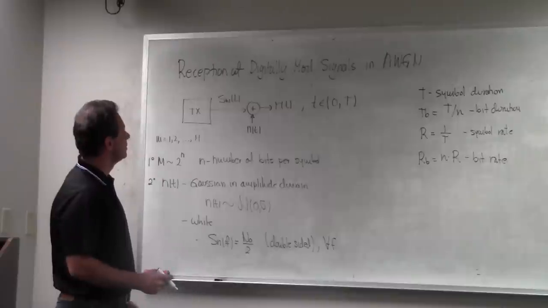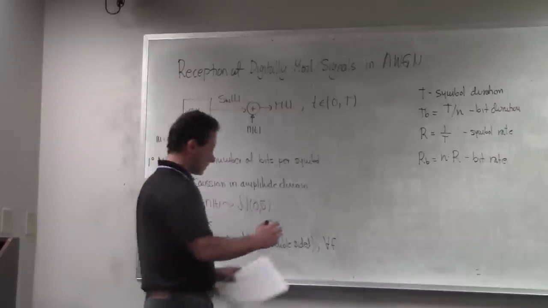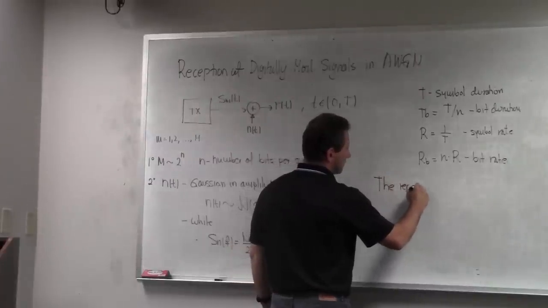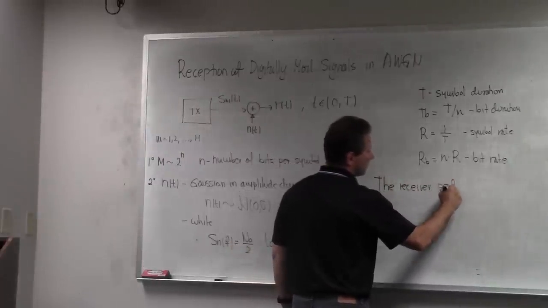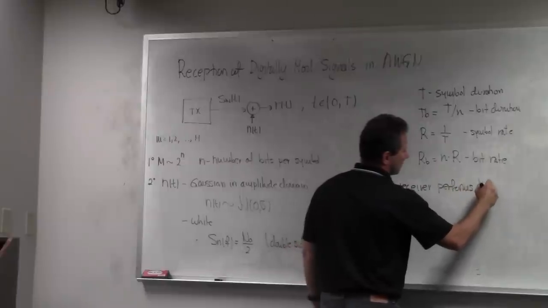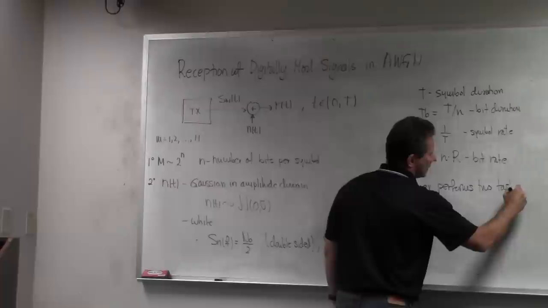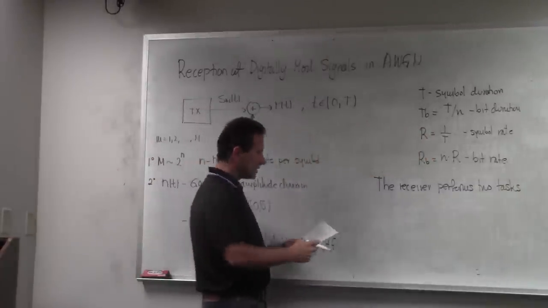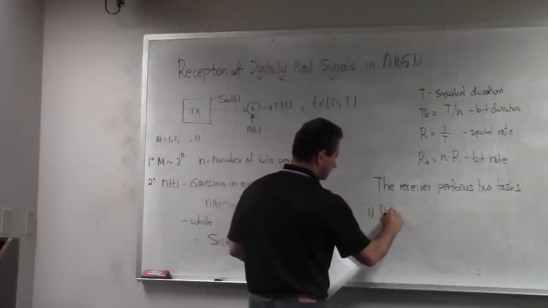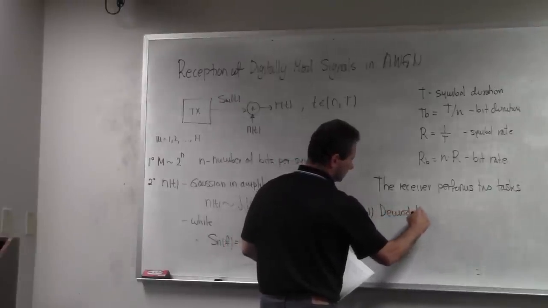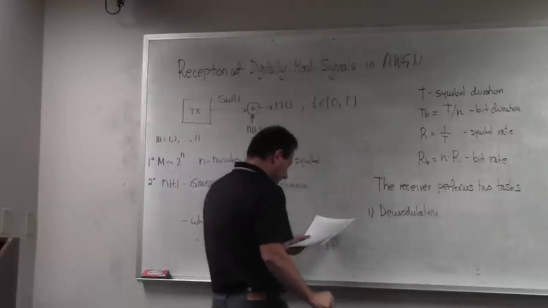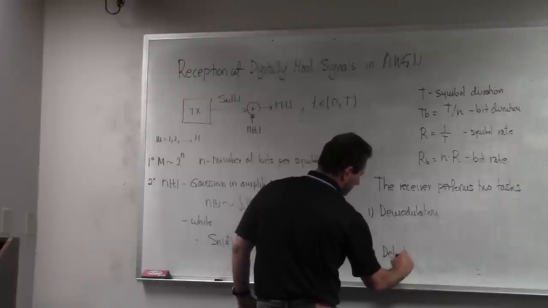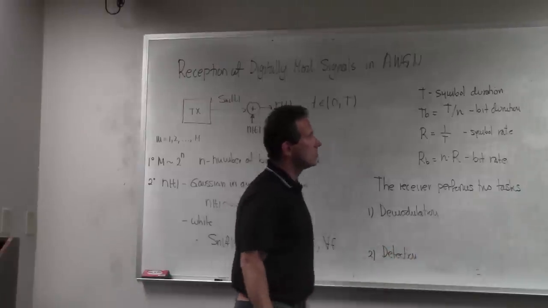Now, what does the receiver need to do? The receiver performs 2 tasks. It is convenient at this point to see them as separate. First task is demodulation. And the second task is detection.